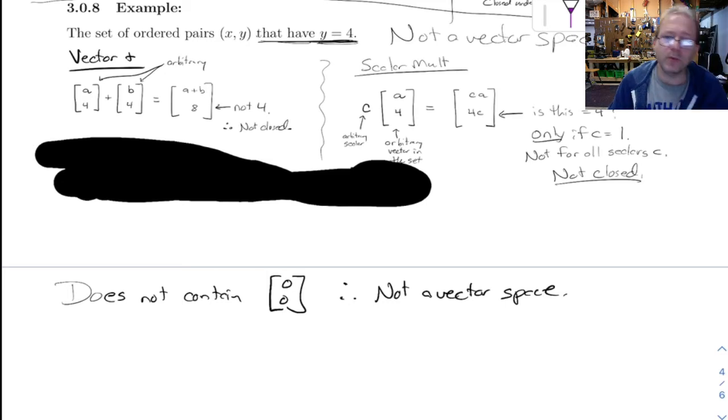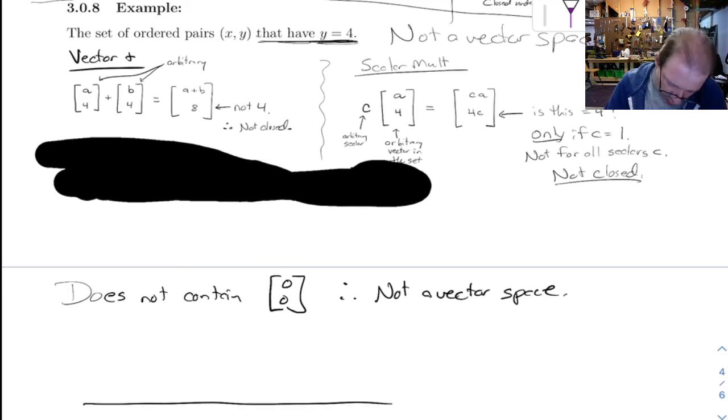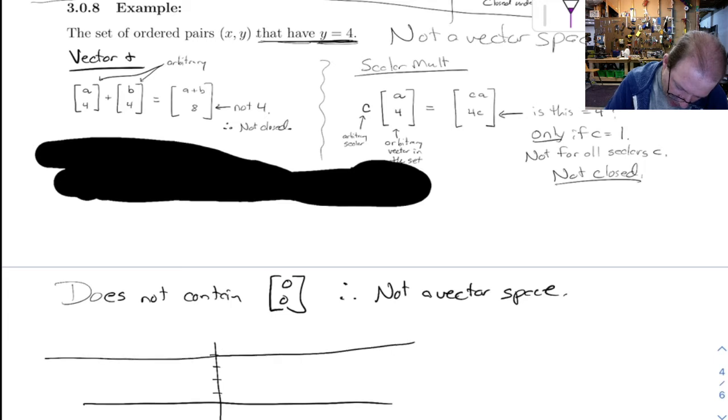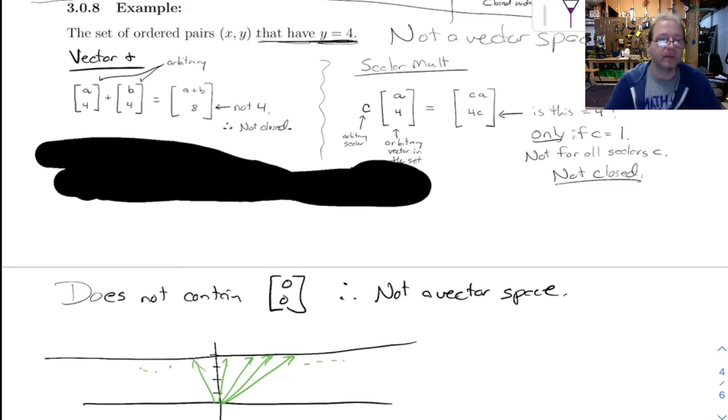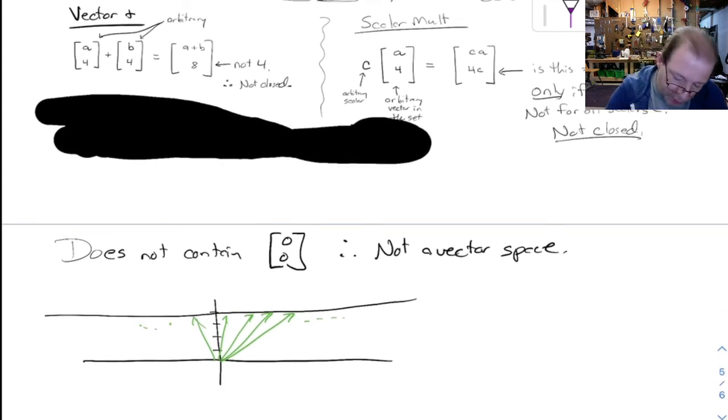And also, we can think of it geometrically. This is the x and y axis. This consists only of the vectors whose y coordinate is 4. So if you draw this in as a bunch of little arrows, it's all these little guys. And if you scale those by any amount other than 1, you're going to go off the line. So it's not closed under scalar multiplication.